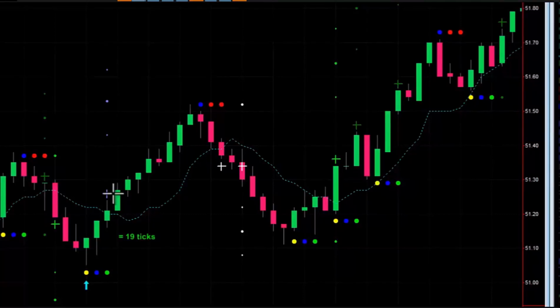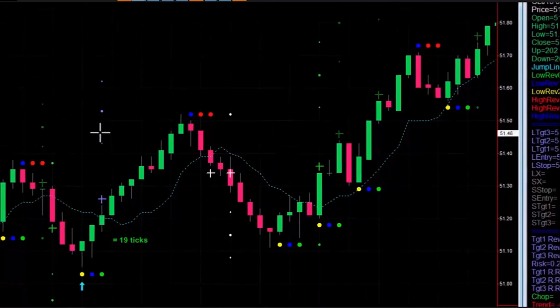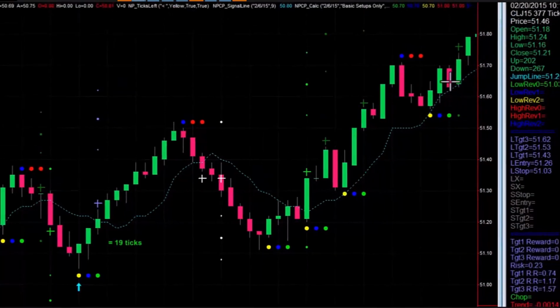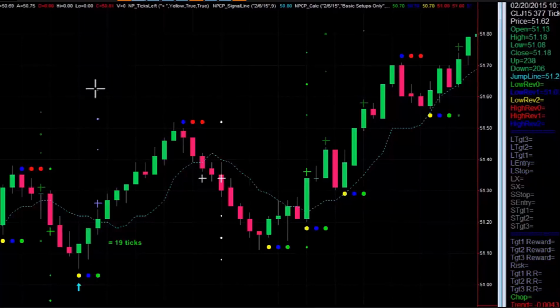Okay? The first target we've got set at 1x. That means this target is 19 ticks above the high of the setup bar. Okay, the setup bar is at 5124. Target 1 is at 5143, exactly 19 ticks above it. You see? The second target is 1.5x, unless we change it. We could change these targets, but this is our default setting. And the third target is 2x, which would be 2 times 19 ticks.